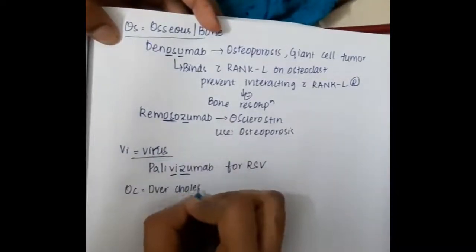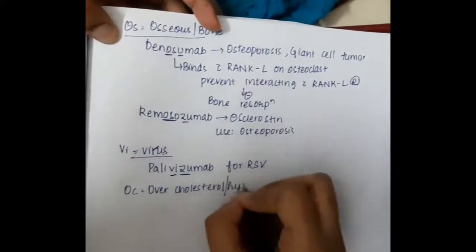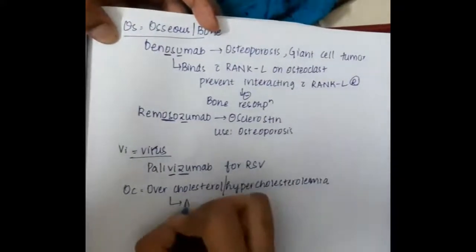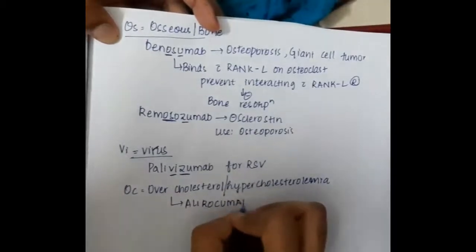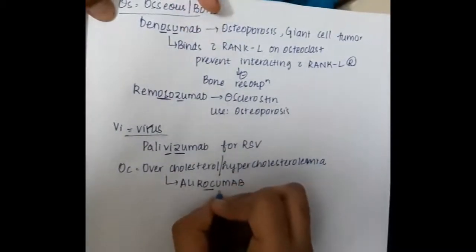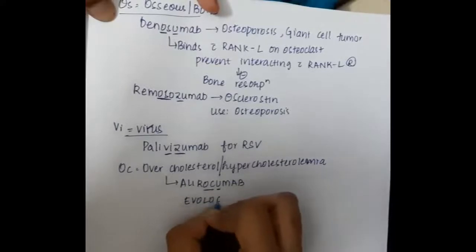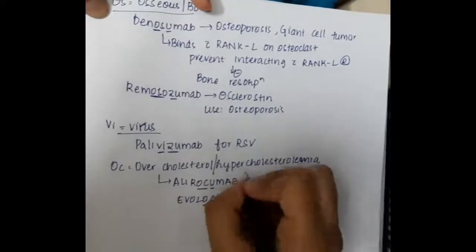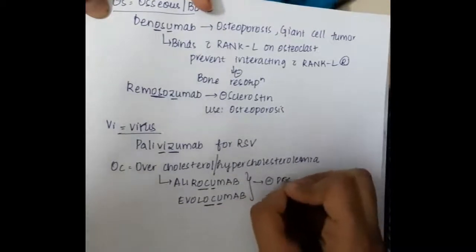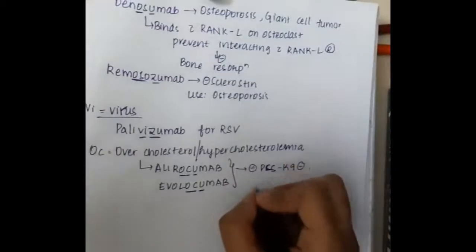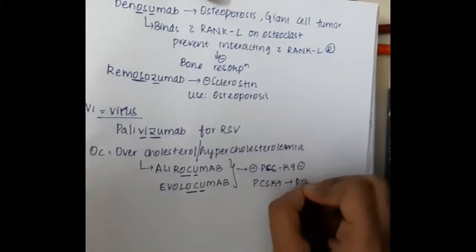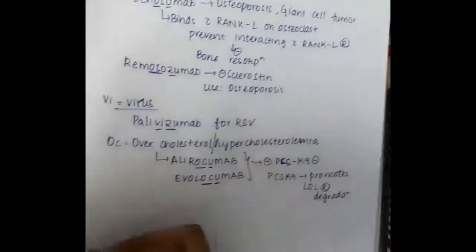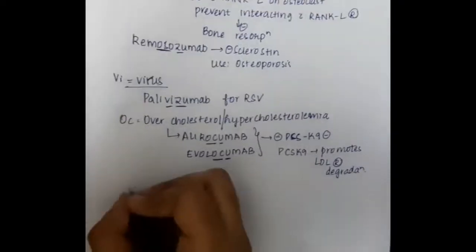Then we have co for cholesterol, or hypercholesterolemia. This includes alirocumab and evolocumab. These will inhibit PCSK9. PCSK9 promotes LDL receptor degradation.